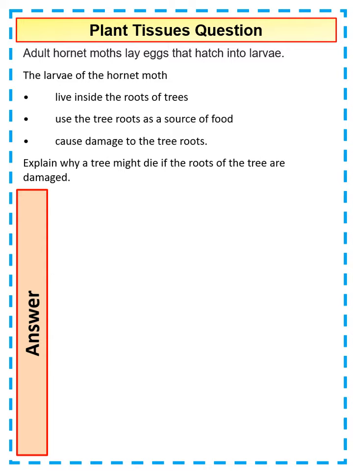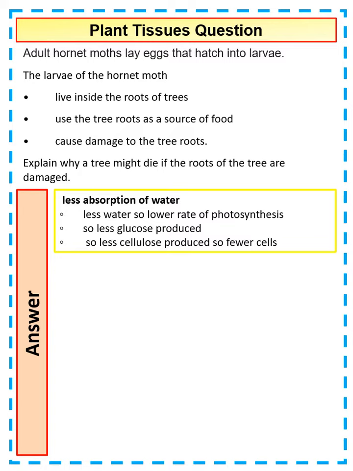So explain why this damage in the roots might cause the tree to be further damaged. Right, there are a number of things that you need to talk about. The first one is the fact that the plant will be able to absorb less water. When we're speaking about less water, we need to talk about that causing a lower rate of photosynthesis.